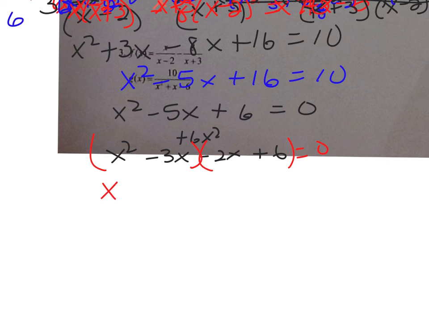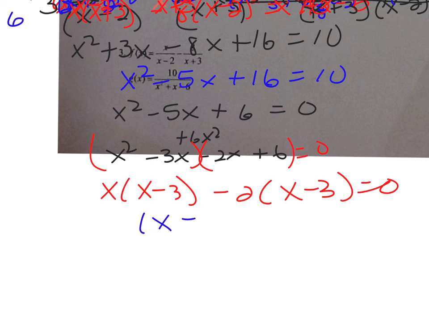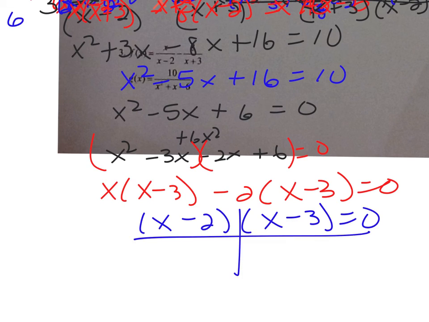So the GCF is x times x minus 3. GCF is negative 2 times x minus 3. So my factors are x minus 2 and x minus 3. My zeros are x is equal to 2 and x is equal to 3.